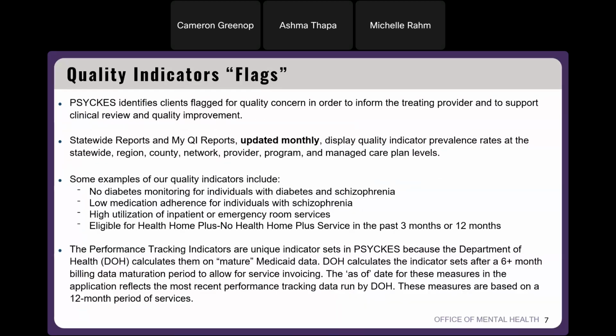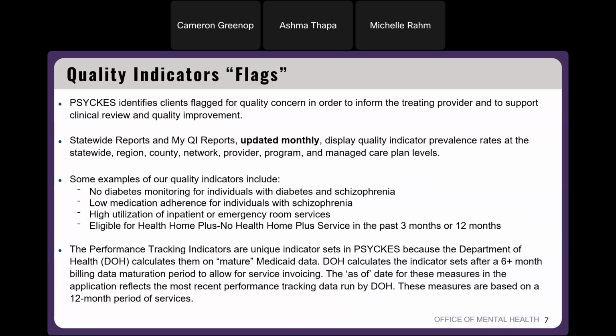So in the past few slides, I mentioned quality indicators several times. So what exactly are these quality indicators, also known as quality flags? OMH has identified a number of health conditions or treatment issues that are quite important. And what PSYCKES does is that it tracks clients who are positive for one or more of these health conditions or treatment issues. This way, the provider, the managed care plan, local county or state government leadership can be made aware and take necessary steps.